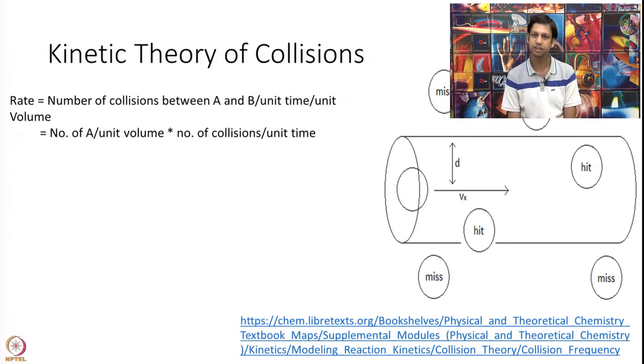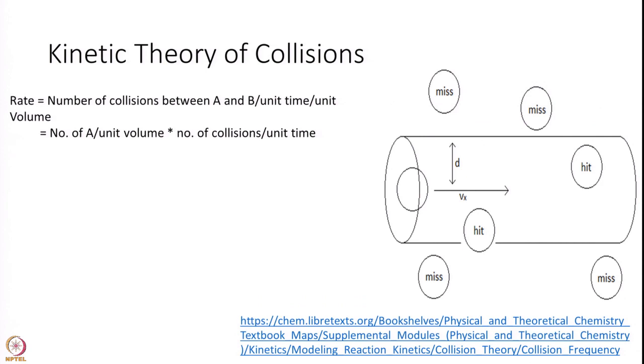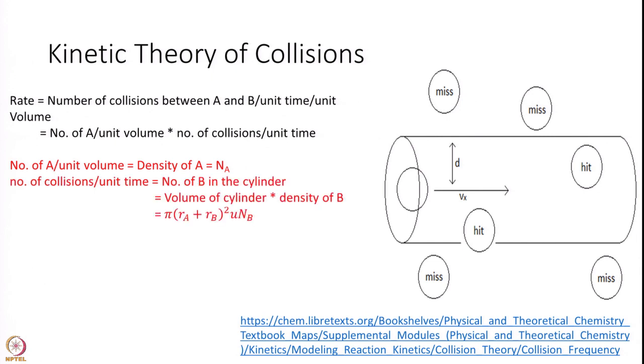Okay, so just a quick recap, how did we estimate this rate? The rate is the rate of collisions. The rate of collisions is nothing else but by definition the number of collisions occurring between A and B per unit time per unit volume. This I rewrote as the number of A per unit volume times the number of collisions that A has with B per unit time. Now, the number of A per unit volume is simply the density of A, which is NA, and the number of collisions per unit time we basically estimated as the collision region times the density of B.